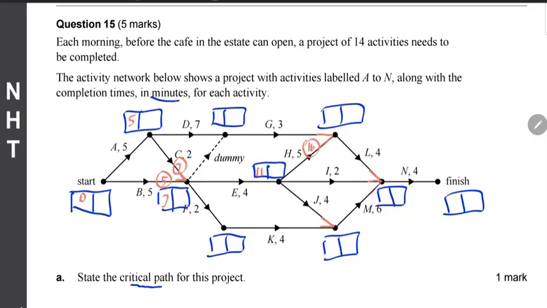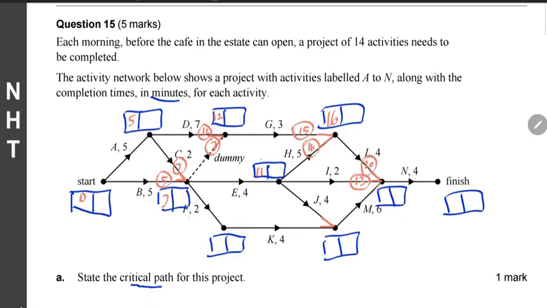Now going along D, actually there's a choice that has to be made here as well, because there are two arrows coming to a vertex. 5 plus 7 is 12. And then going along the dummy, the value is 0. 7 plus 0 is 7. Larger value being 12. 12 plus 3 is 15. Of these two values, 16 is the larger value. Going along I, 11 plus 2 is 13. Going along L, 16 plus 4 is 20.